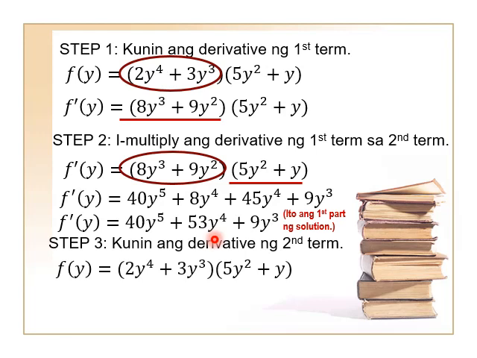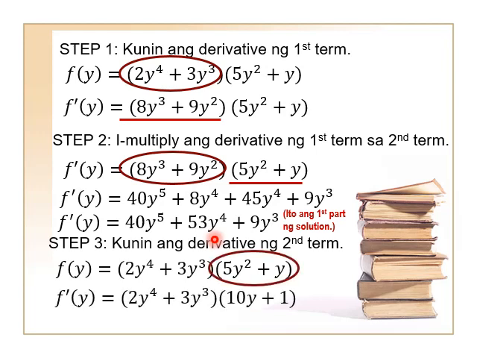Okay, step 3. Kunin ang derivative ng second term. So, ang second term natin dito is 5y squared. So, ang derivative niyan, to, so 2 times 5 equals 10. Then, y, and then 2 minus 1 equals 1. Kaya y na lang dito. So, ang derivative ng y is 1 kasi ang constant na nakamultiply dito sa y is 1. So, that becomes your derivative of the second.